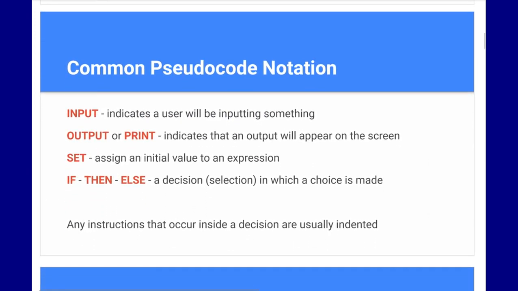So some common notation that you might find. For example, we might see things like input, which indicates a user will be inputting something. Output or print indicates that an output will appear on the screen. It goes through the code and gives us a result. Set means to assign an initial value to an expression or to a variable. If, then, else is a decision or a selection in which a choice is made. For example, if something happens, then this, or else this. Usually any instructions that occur inside a decision are indented. So these are just some common things that we might see.